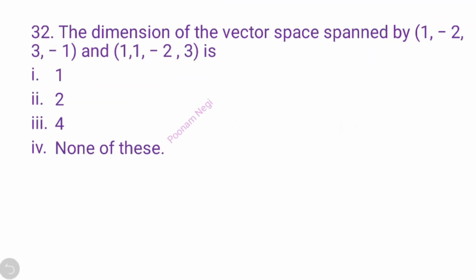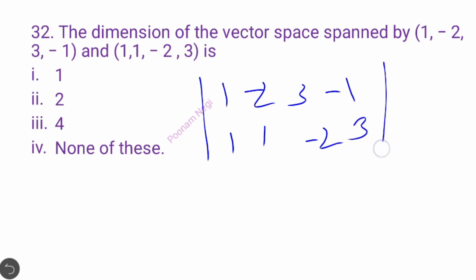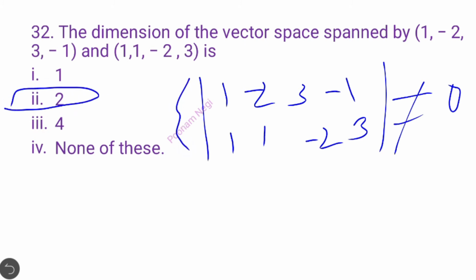Next question is: the dimension of the vector space spanned by (1, -2, 3) and (-1, 1, 1), and (1, 1, -2, 3)... Let's write this in matrix form. Since the determinant is not equal to 0, the dimension of this vector space will be 2, because the number of rows in this is 2.